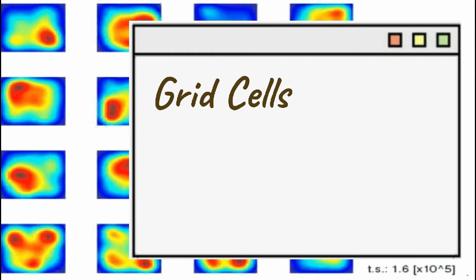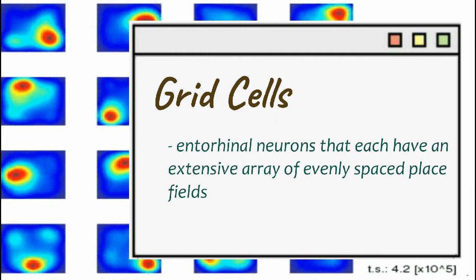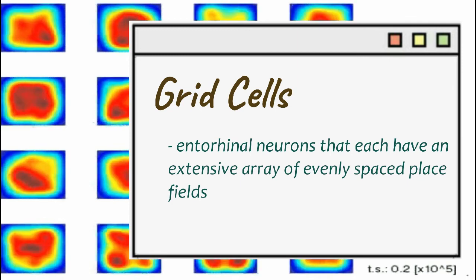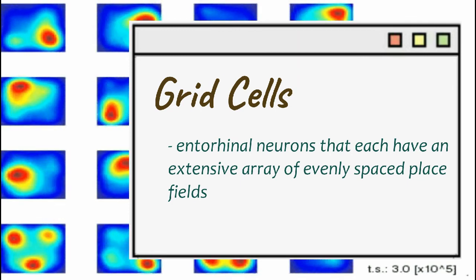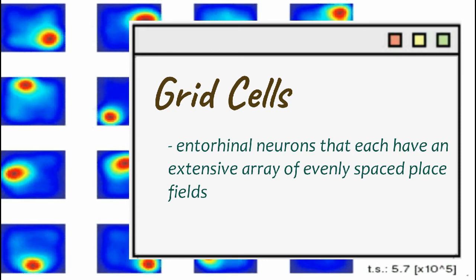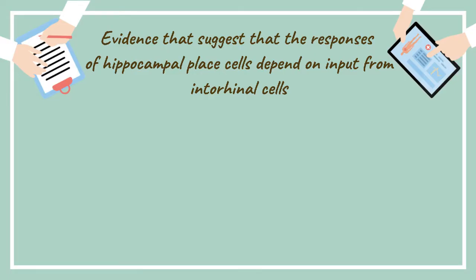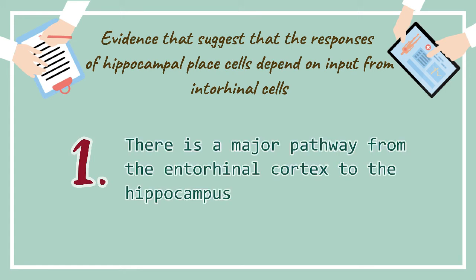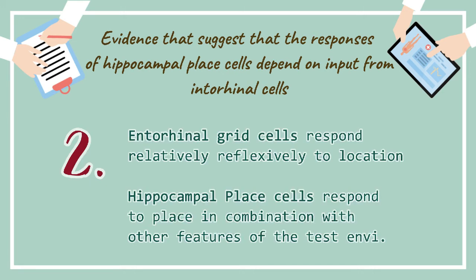How hippocampal place cells obtain their spatial information comes from the discovery of so-called grid cells. These are entorhinal neurons that each have an extensive array of evenly spaced place fields, producing a pattern reminiscent of graph paper. Two lines of evidence suggest that the response of hippocampal place cells depends on the input from entorhinal grid cells. First, there is a major pathway from entorhinal cortex to the hippocampus, and second, entorhinal grid cells respond relatively reflexively to location, whereas hippocampal place cells respond to place in combination with other features of the test environment.